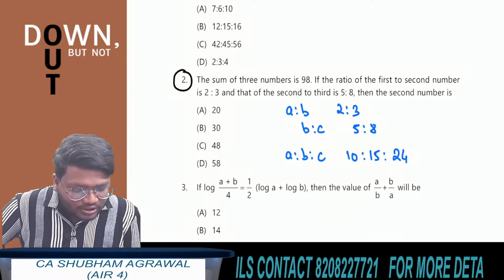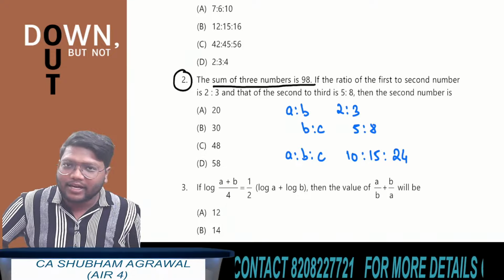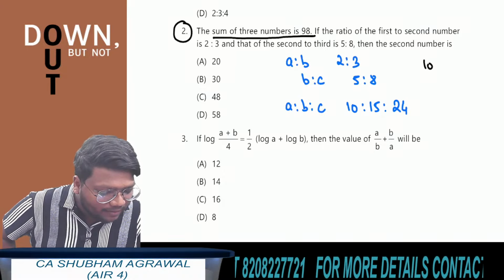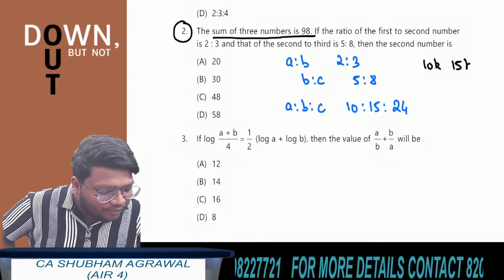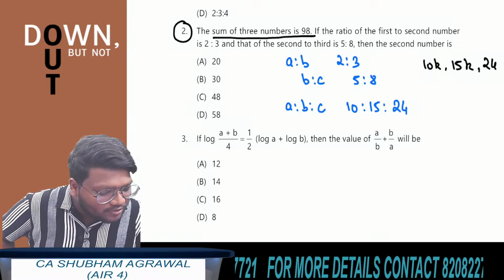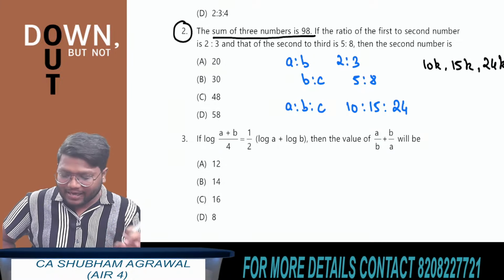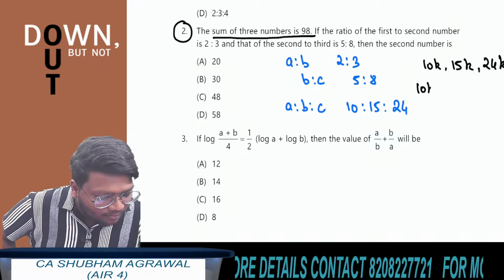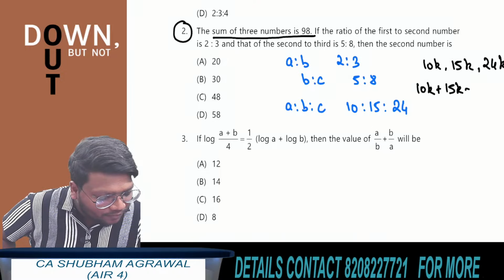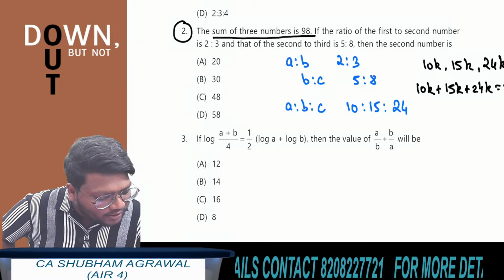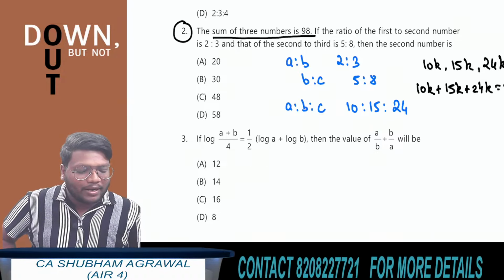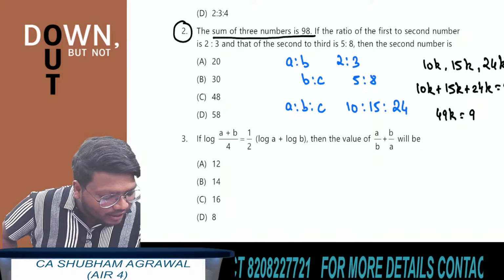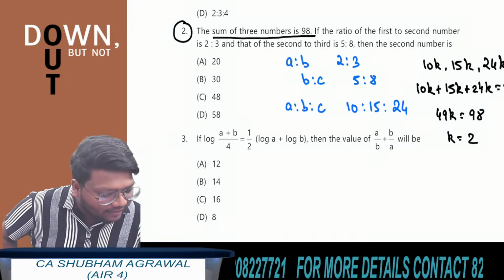It is given in the question that the sum of the three numbers is 98. Let's say the first number is 10k. You can take the first number as 10k, the second number as 15k, and the third number as 24k. Okay. 10k, 15k and 24k. It is given that the sum of these three numbers is 98. So 10k plus 15k plus 24k is equal to 98. Now what is 10 plus 15 plus 24? This is 49. So 49k is equal to 98. So what is the value of k? 98 divided by 49 is 2.